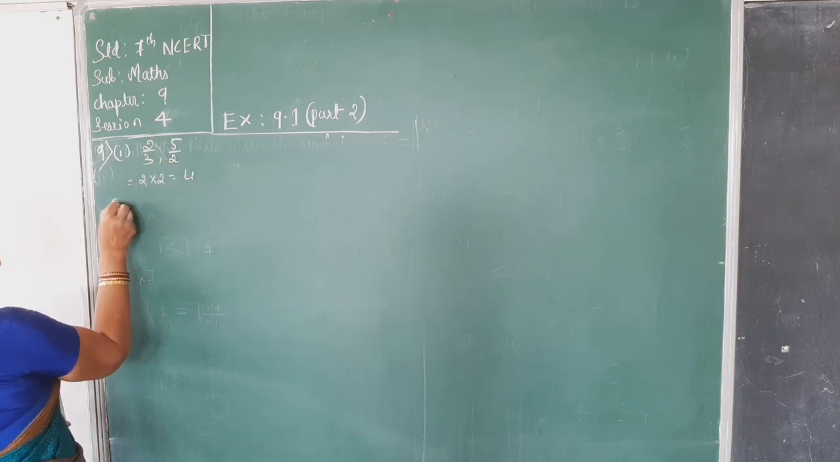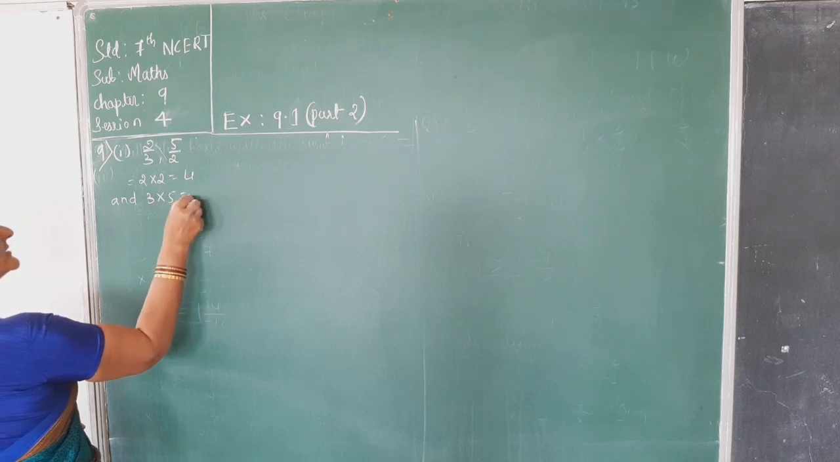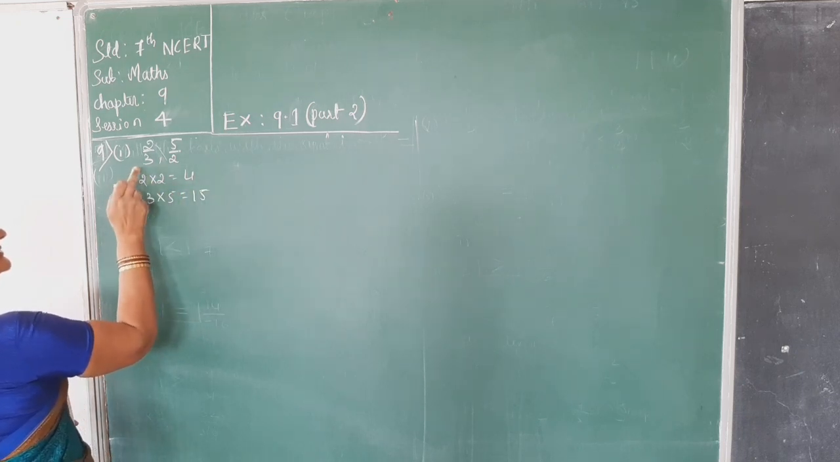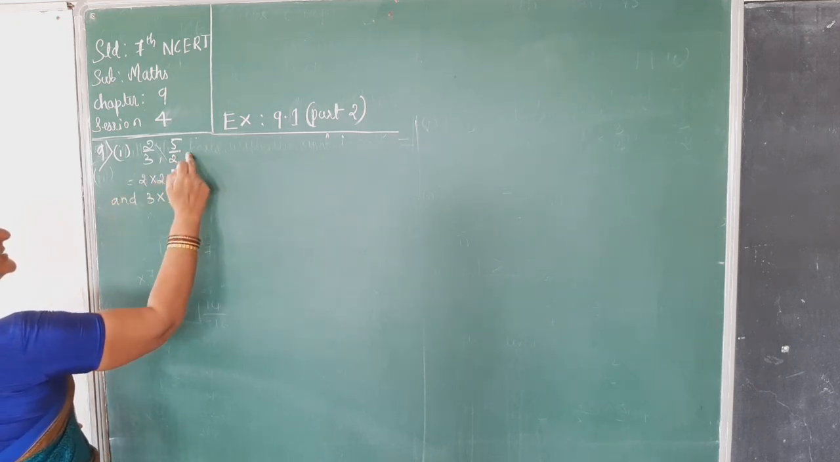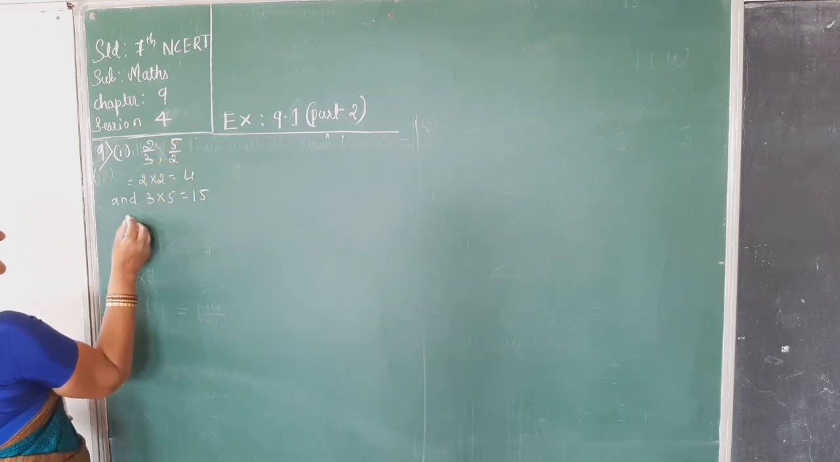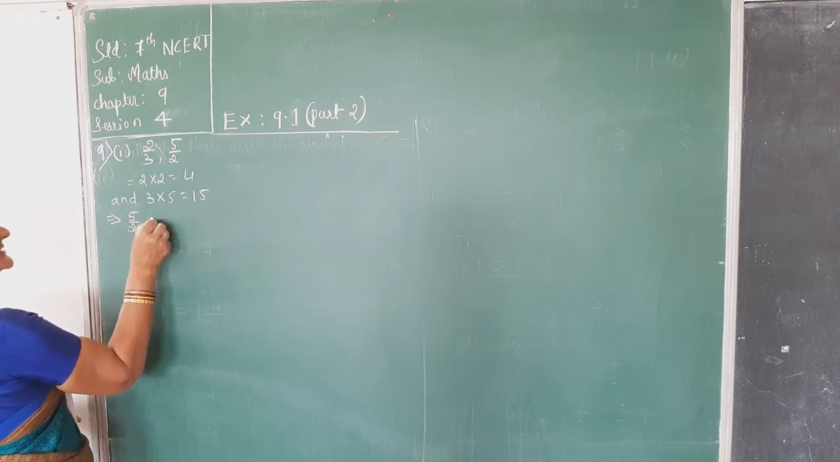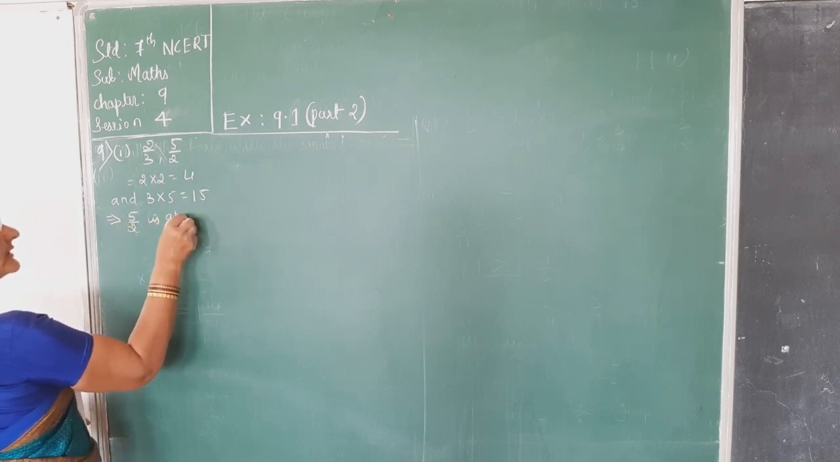Okay, and 3 into 5 is 15. Which is smaller, which is greater here? 3 5s are 15. That means 5 by 2 is greater. This indicates that 5 by 2 is greater.